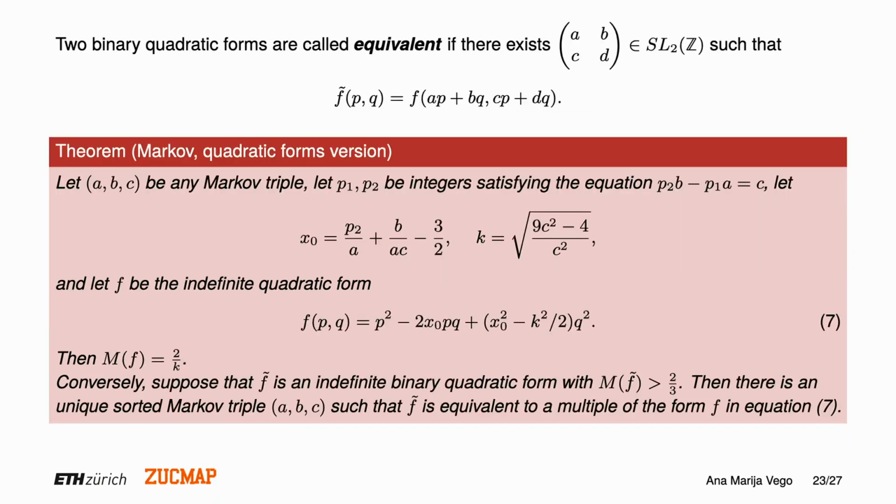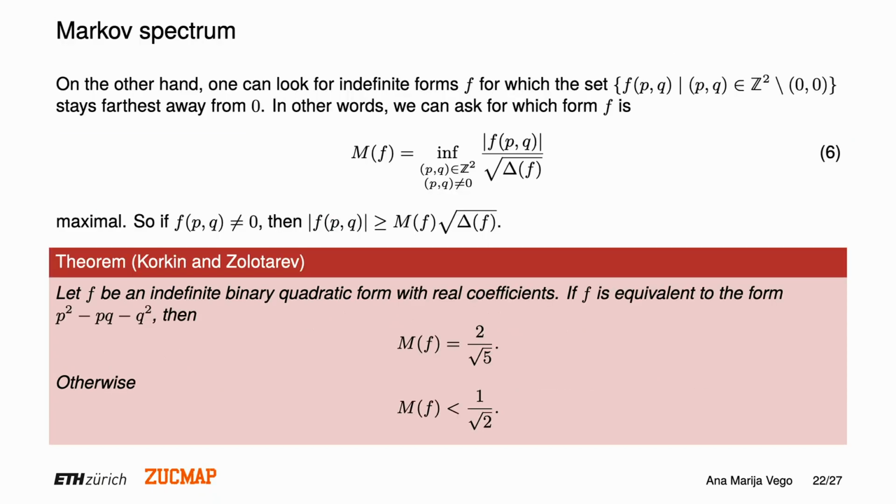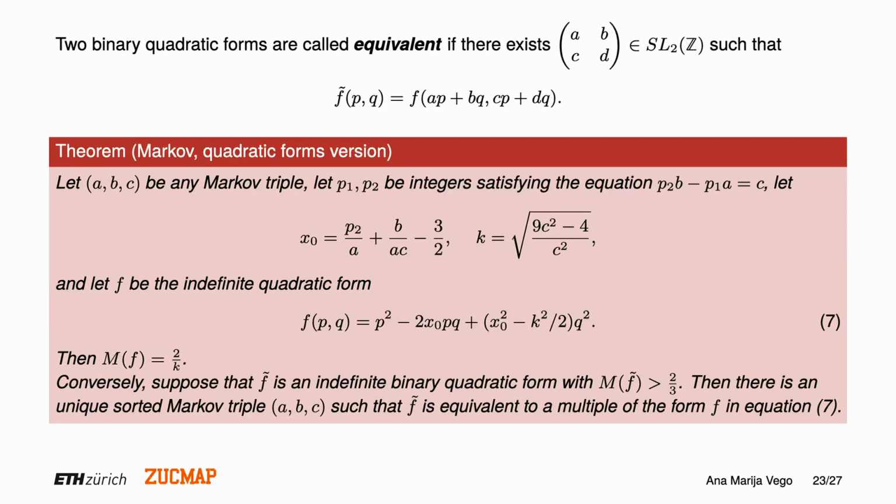To just tell you what it means to be equivalent: it means that there exists a matrix again in SL2Z, such that we have this relation between two forms, f and f tilde, and f tilde of pq is equal to f of ap plus bq, comma, cp plus dq. And you'll see in a moment why I gave you this theorem.